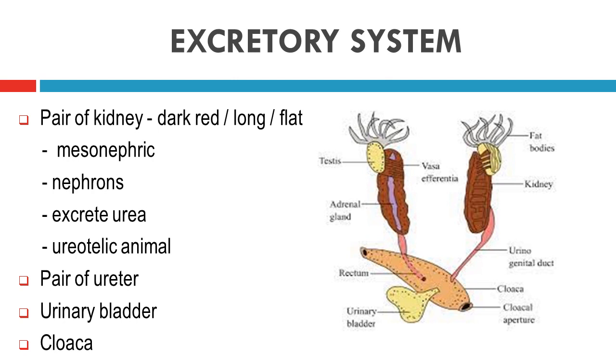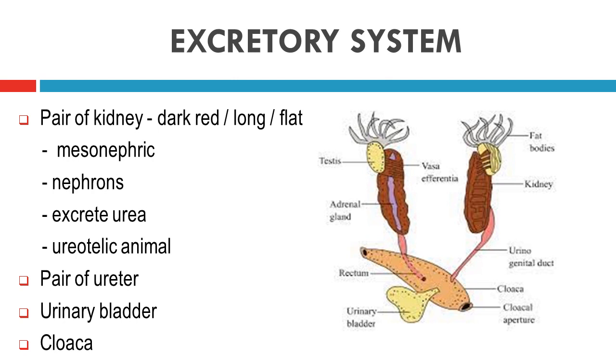Here mainly the major excretory organ is the kidney. In frog also it consists of a pair of kidneys. Can you watch this kidney in the figure? It is dark red in color and very long as well as flat in shape. The kidney is also called the mesonephric kidney. The structural and functional unit of the kidney is known as the nephron, right? Several nephrons are present inside these kidneys.